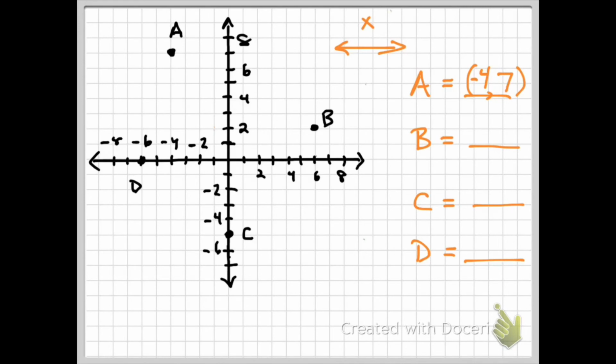Now for B, we'll count 6 to the right. Remember, you want to go left to right first. It's a positive 6. And then we're going up 2. Remember, if it's in quadrant 1, it's going to be all positive ordered pairs.